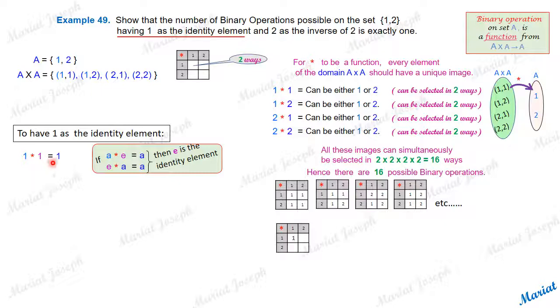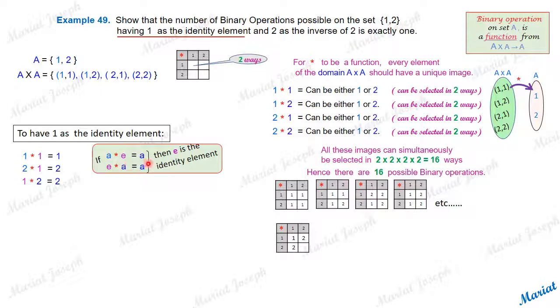So 1 star 1 should be 1. 2 star 1 should be 2. These elements I am plotting here also. 1 star 1, 1. And now 2 star 1 should be 2. 2 star 1 should be plotted here, 2. And 1 star 2, that should also be 2 here. That is what the definition of the identity element says.